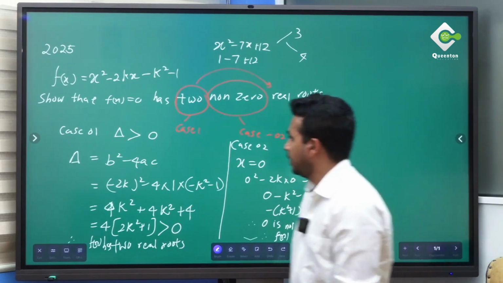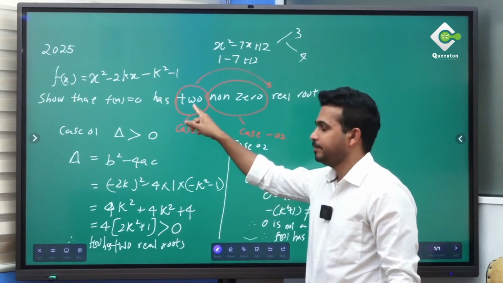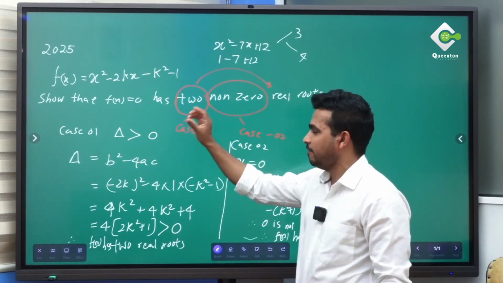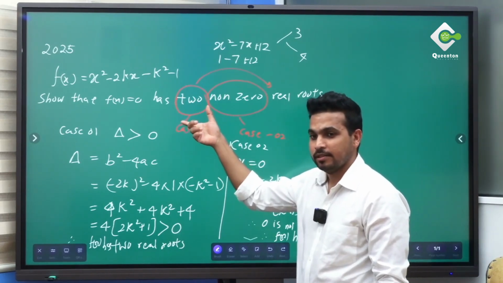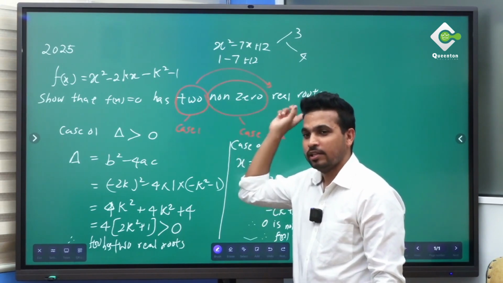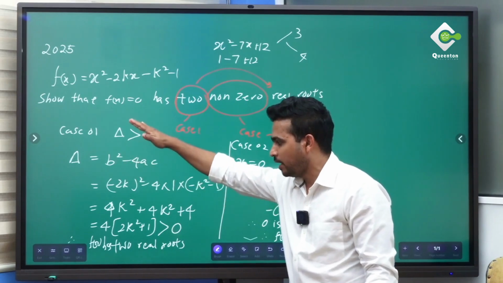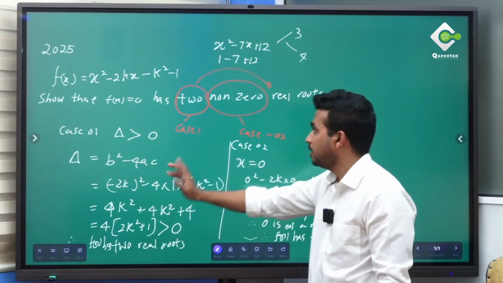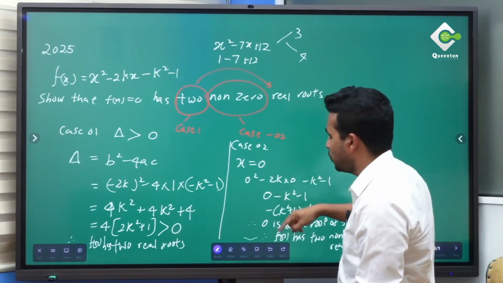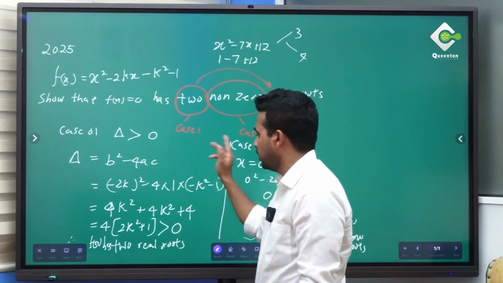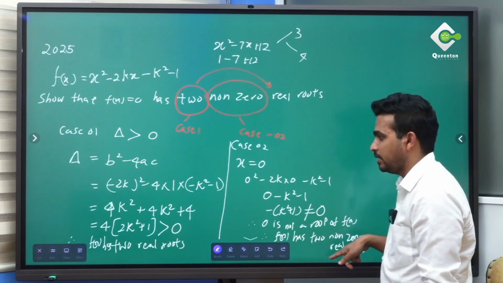roots, right? When you read the question, identify what is there to be done. Each and every word in the question is really important, and you have to go one by one, right? Two non-zero real roots. Two real roots is a different story, and I have already proved that. Here, non-zero, this is how you prove 0 is not a root of f(x). By combining those two, we can finally write the answer: f(x) has two non-zero real roots, right?